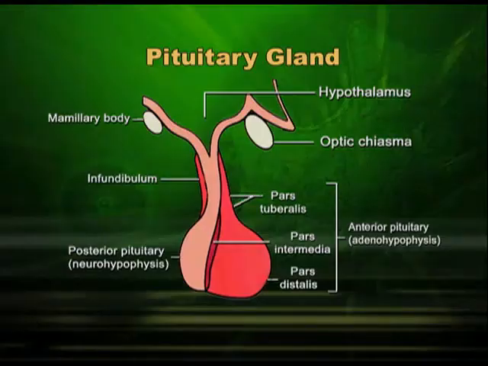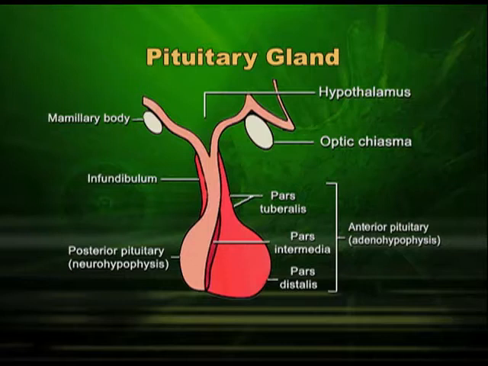It has three lobes: the anterior lobe, the posterior lobe, and the intermediate lobe. The anterior lobe is also known as pars distalis or adenohypophysis. The posterior lobe can also be called neurohypophysis or neural lobe, and the intermediate lobe is called the intermediate lobe.